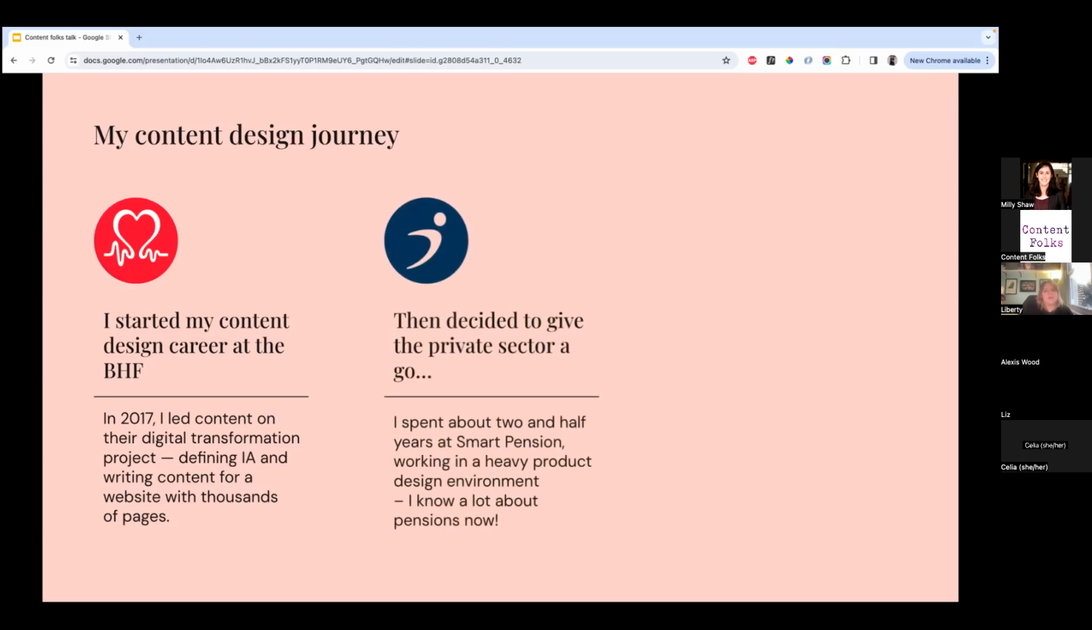I then decided that I wanted to move into the private sector, and I spent about 2.5 years at a fintech called Smart Pension. I moved there because I wanted to have an idea of what doing content design in a more product design environment was, working in agile and working with other designers and researchers and developers, which is something that I'd not done much of at the British Heart Foundation, although I did do a bit, as I'll talk about in a minute.